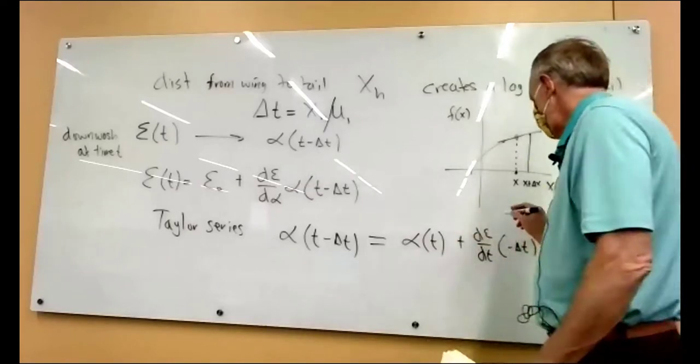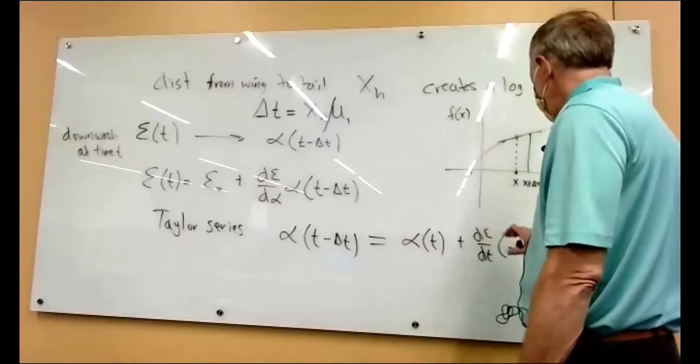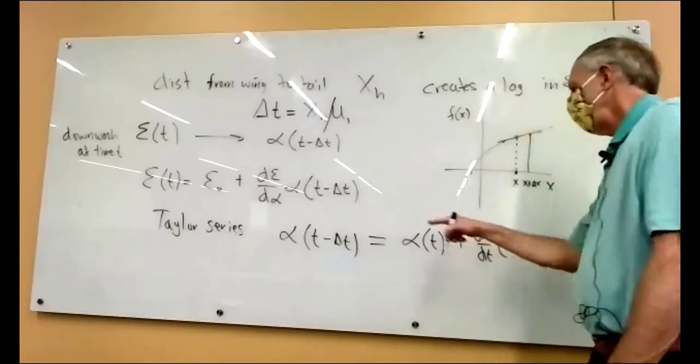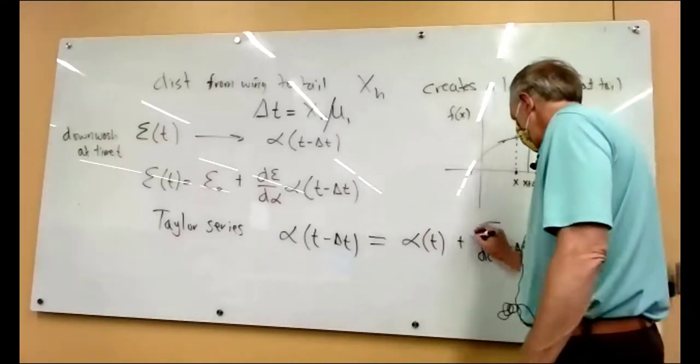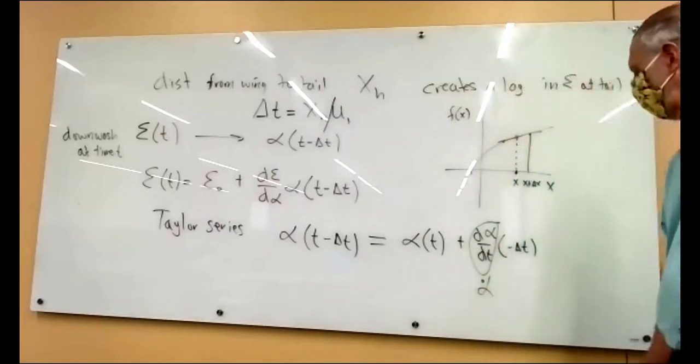So there's the alpha dot effect. Oh, well, this is not right. It's d alpha dt because it's the function. So there's the alpha dot effect. And that's why it's called an alpha dot effect.